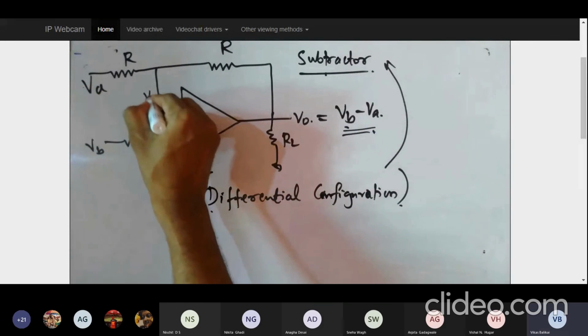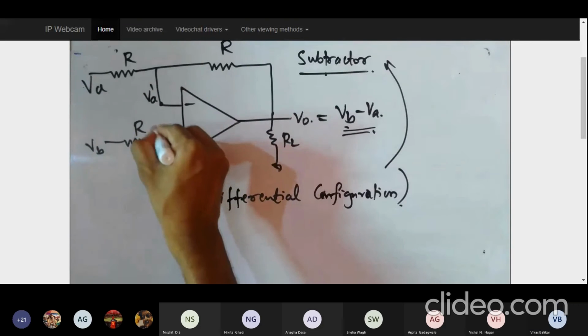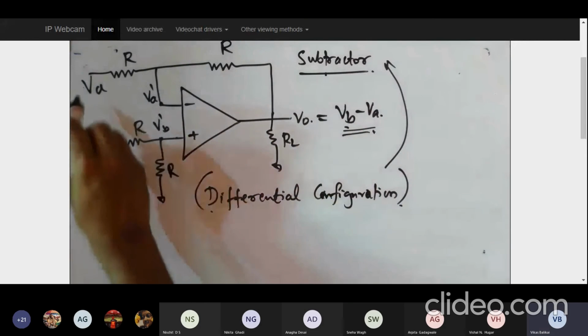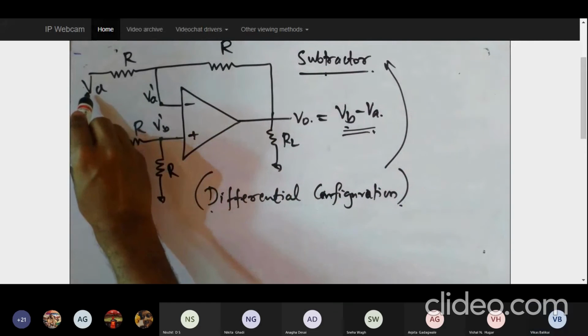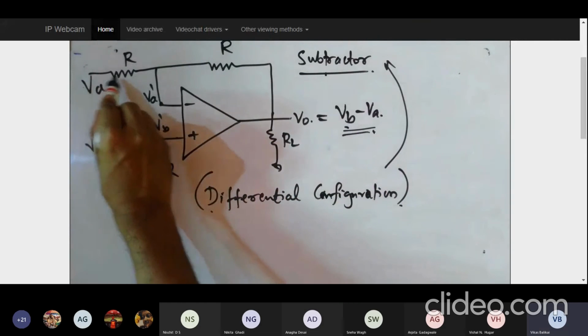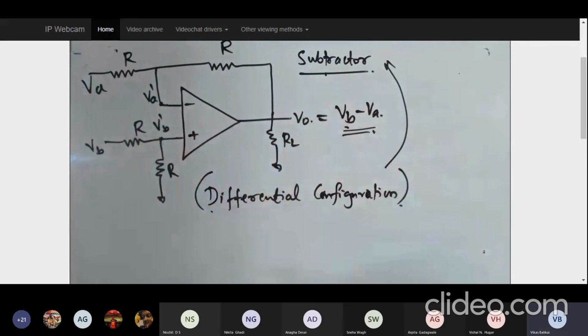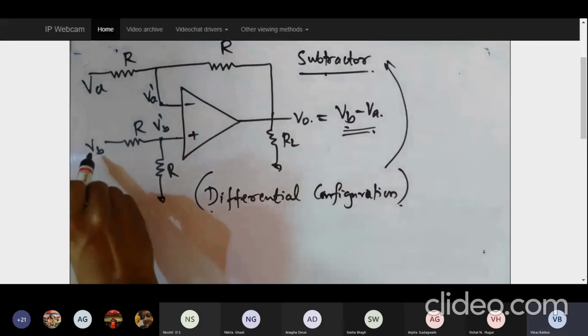Now let me call these VA dash and VB dash. Why am I writing VA dash and VB dash? Because ultimately the voltage that I give here passes through the resistance and finally enters the op amp as VA dash. Similarly, the voltage I give here ultimately enters as VB dash.